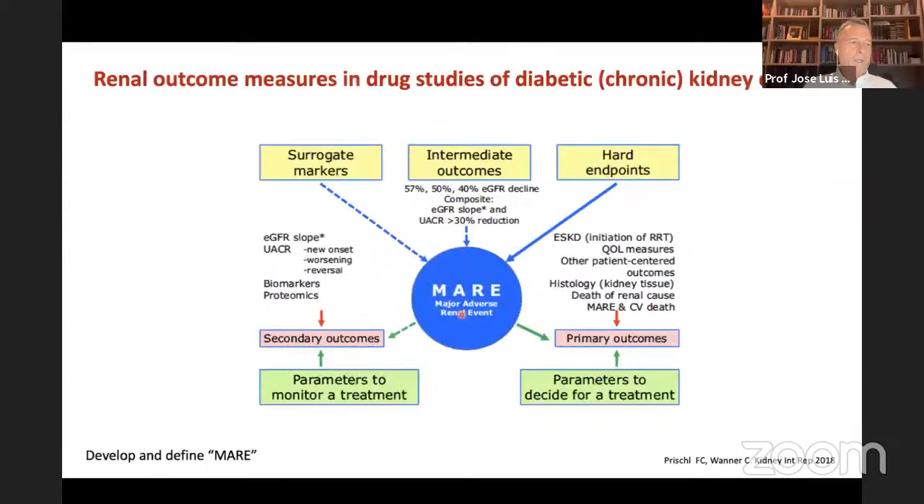And so I want to end my talk proposing that we define MARE as the primary endpoint in pharmacological studies in chronic kidney disease, which may generate more comparable study results that could make meta-analysis possible and help the nephrologist to establish the prognosis of a patient.